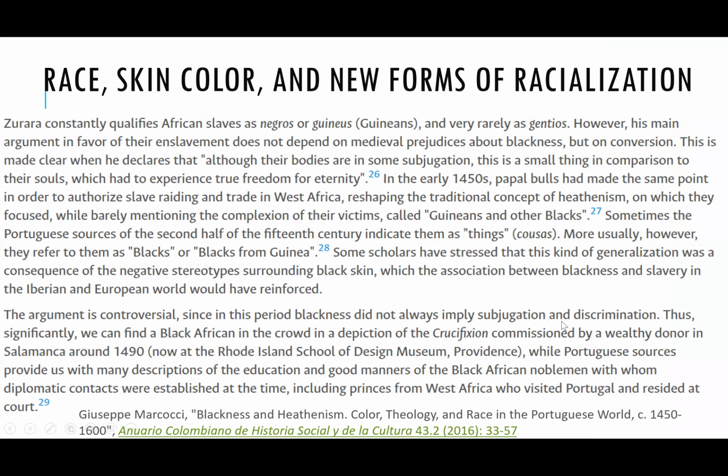"Blackness and Heathenism: Color, Theology, and Race in the Portuguese World, circa 1450 to 1600." It's a journal published out of Colombia, South America. And this is an interesting place where we're getting a sense of the gradual changing of the way that light-skinned Europeans thought about Black people. It isn't necessarily negative, right, at this point.